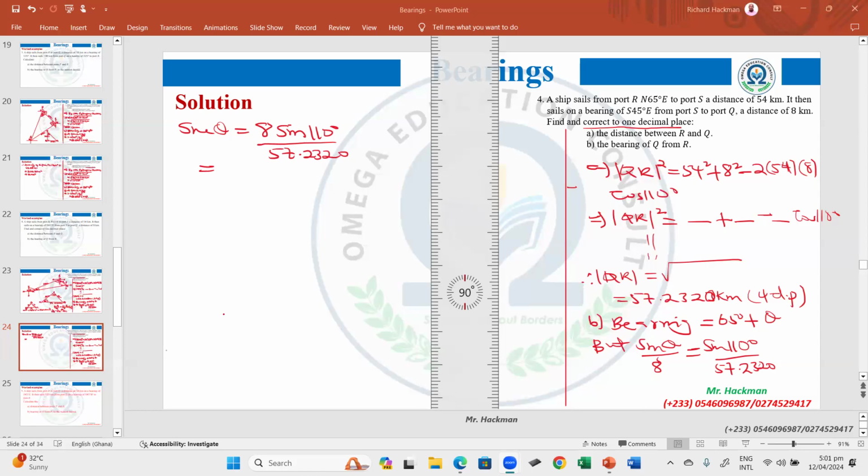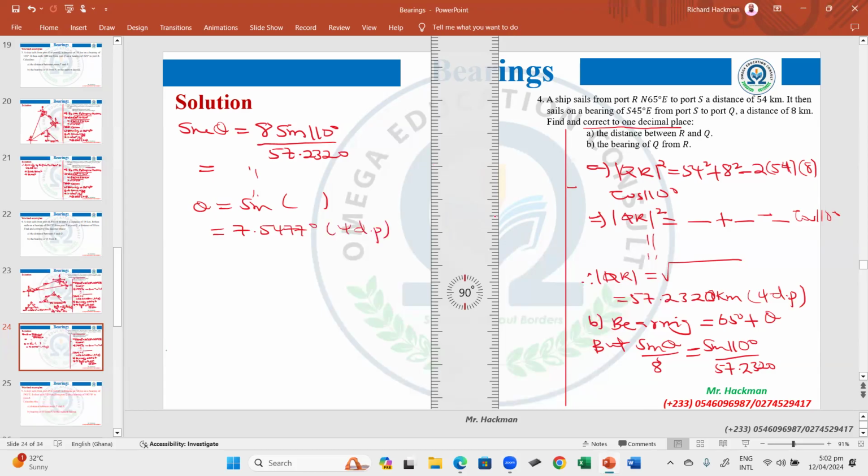Okay, so I'm going to leave this. You do that. So it means that theta will be equal to sine inverse of whatever that will be here. Then theta will be equal to 7.5477 degrees. And don't forget to indicate your 4dp.